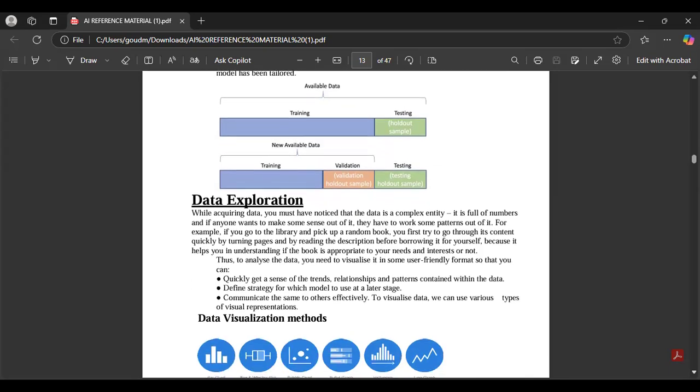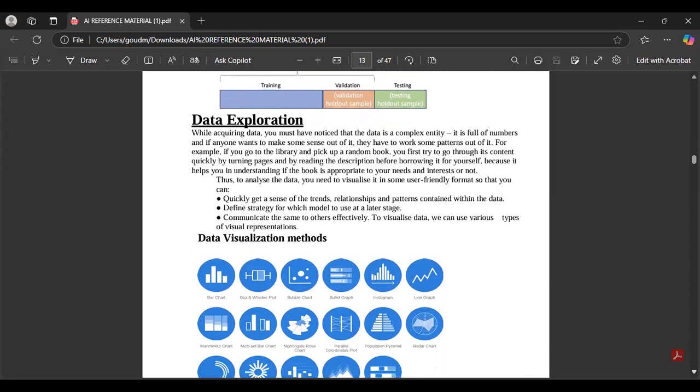Right. Next is data exploration. What is data exploration? Now you had acquired some data, and that data is complex. It is full of numbers, right? You have to make some sense of it and you have to create some patterns out of it. For example, if you are going to a library, you pick up a random book. First, you will go through its content by quickly turning pages and by reading the description before borrowing it for yourself, because it helps you in understanding whether that book is appropriate for your needs and interests or not.